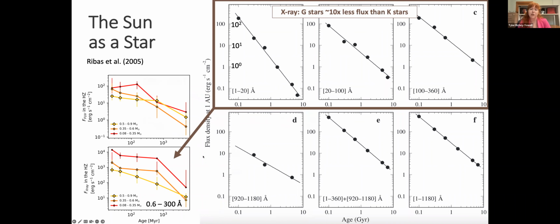We have a bit more of a direct comparison for the X-rays. Since our study covers basically these top 3 panels combined, we can take this middle one and plot it on its own here. And we see that the G-star X-ray flux is about an order of magnitude smaller than the K-stars, which is about an order of magnitude smaller than the late M-stars. So K-stars are definitely closer to Earth life-forming conditions.